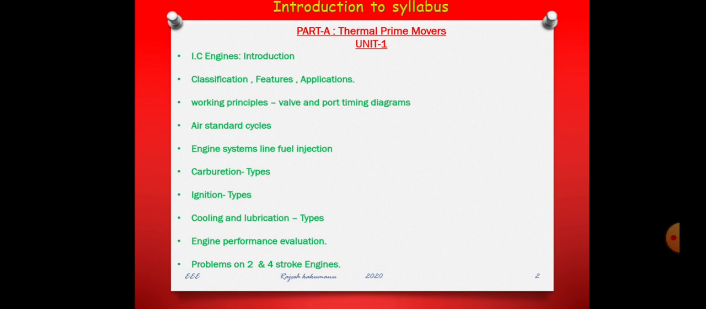In the same way, what are the types of ignition systems? Battery ignition system, magnetic ignition system, mechanical ignition system. Like this, you have various types of ignition systems. We will discuss them in the later sections.